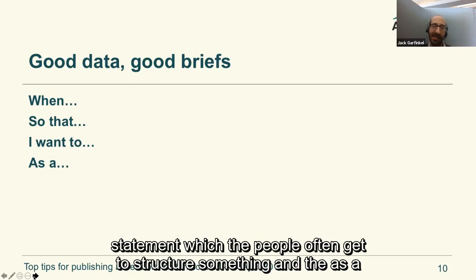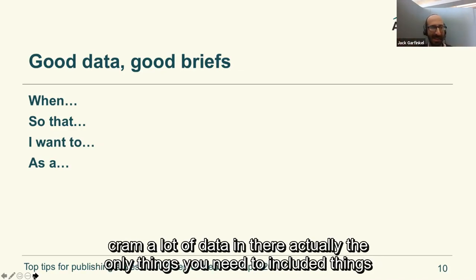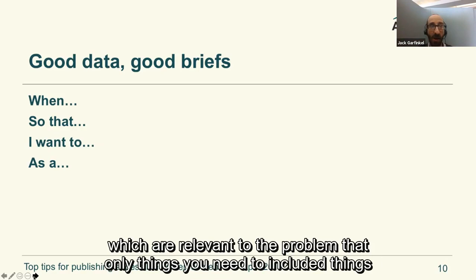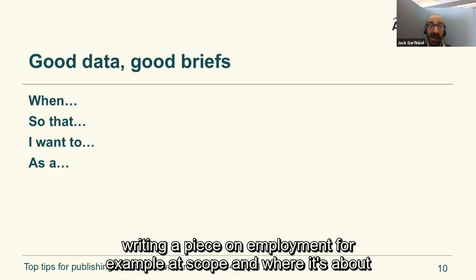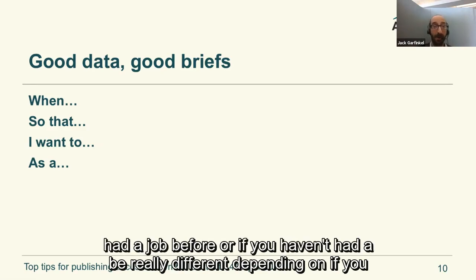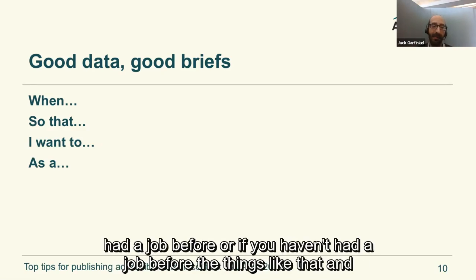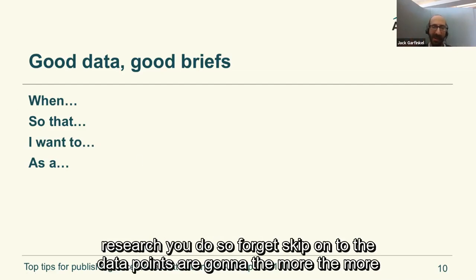And then the "as a" statement, where people often get very hung up on demographics and try to cram a lot of data in there, but actually the only things you need to include are the things which are relevant to the problem that you're trying to solve. So if we're writing a piece on employment, for example, at Scope, and it's about applying for jobs, how you do that might be really different depending on if you've had a job before or if you haven't had a job before. So things like that, and you'll be able to hone in on what those data points are the more research you do.